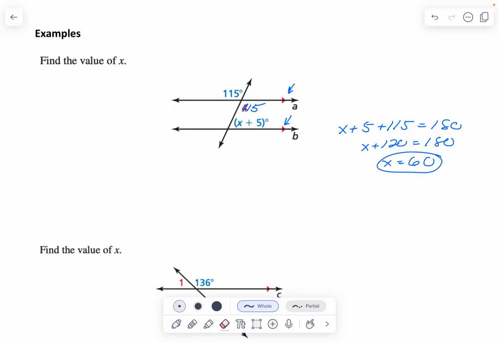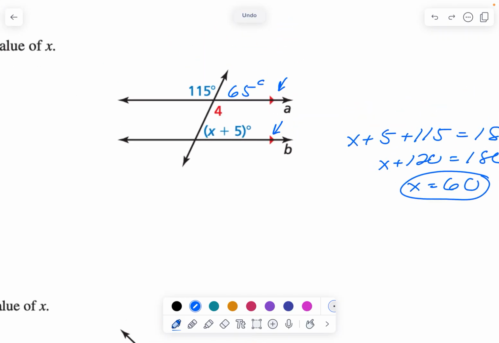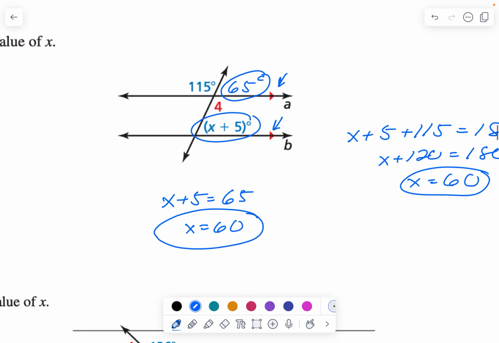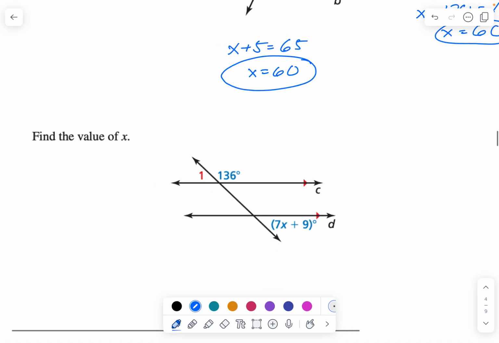But other students might not do it that way, but they might think, oh, I know this is the supplement, so this is 65, and then these would be corresponding. And so you could write x plus 5 equals 65, or x equals 60. So you see, there's different ways of approaching this problem, but any way you approach it, we get the right answer.